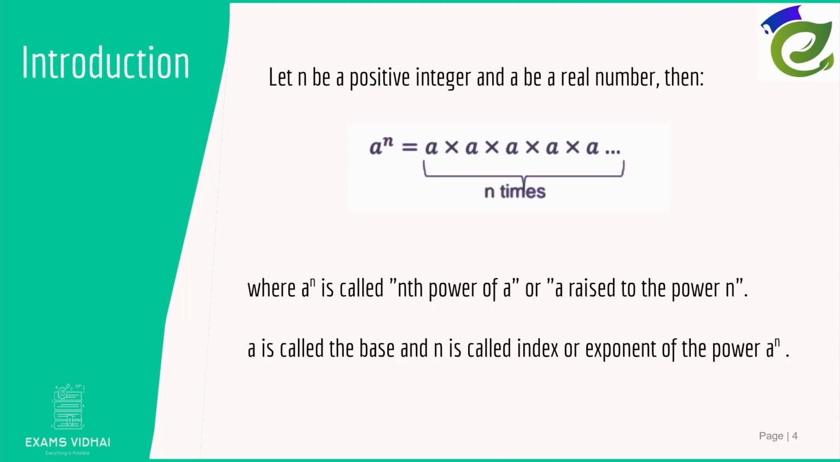You would have probably studied exponents and powers in your lower grades, but still let's do a recap. Suppose you have a into a into a, n times. You can write that as a raised to the power n. You can also call this the nth power of a, or a to the power n, or a power n, but personally I say a power n because it's very short and easy to understand. Over here a is called the base because it's at the bottom, and n is called the index or exponent.